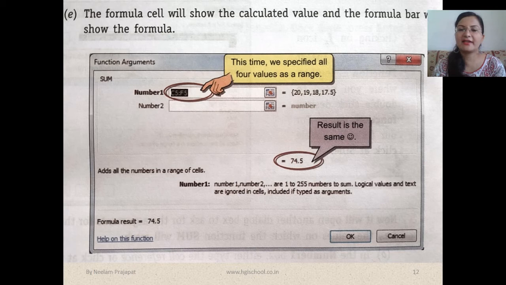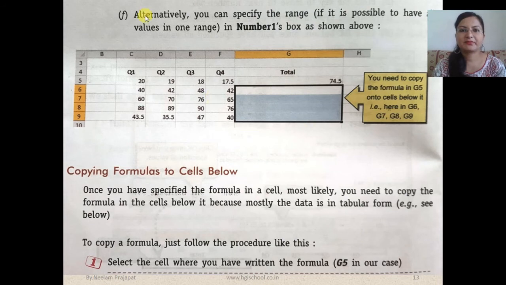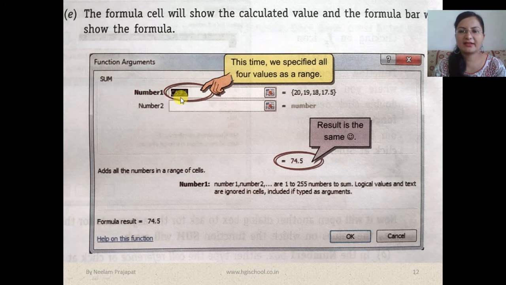If the cells are in adjacent order, then you can write the first cell address, then you can write shift colon, and then after that you can write the last cell reference. Got it? First cell reference, then colon, and the last cell reference if all the cells are in consecutive order. Now you have to press OK to see the formula. Alternatively, we can also specify the range, that I have shown you in the previous one. Here you can see this is the specified range.